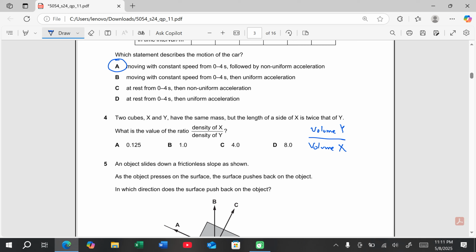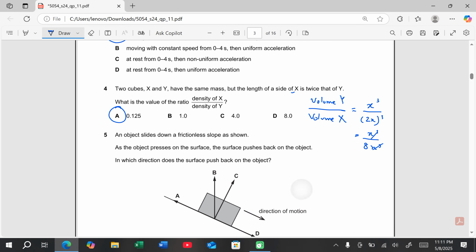The length of the side of x is twice that of y. So if the length of y is, let's suppose, small x, the volume will be x cubed, and if it is twice, it will be 2x cubed, which is 8x cubed. If you solve it, it is going to be x cubed over 8x cubed, so you're going to get 0.125. 1 over 8 is 0.125. You can divide with your calculator.